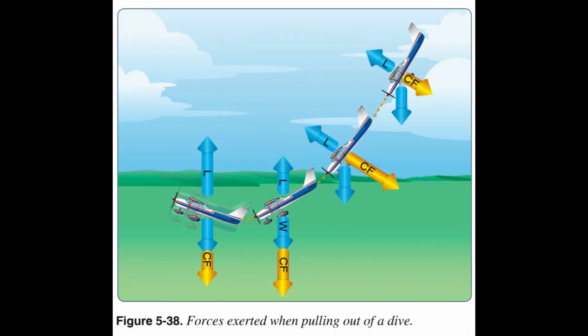Stalls. An aircraft stall results from a rapid decrease in lift caused by the separation of airflow from the wing surface brought on by exceeding the critical AOA. A stall can occur at any pitch attitude or airspeed.